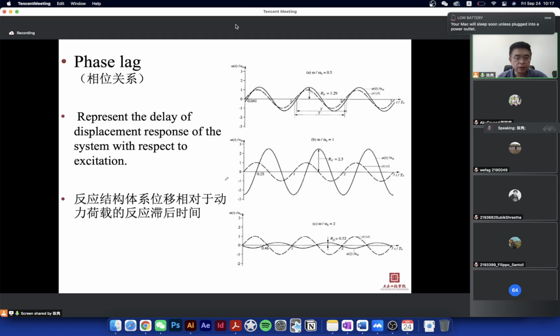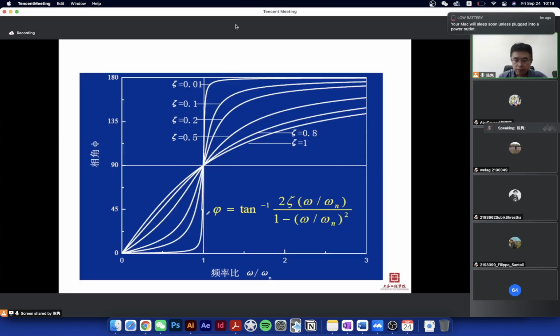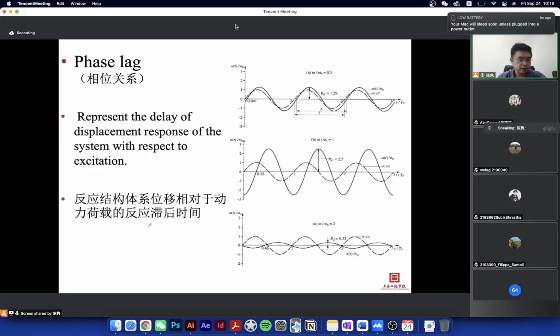And then we can discuss the phase angle. Just now we discussed RD. So now the phase angle, or phase lag. When I was a student, I was confused by the idea of phase lag. What's the meaning of phase lag? Why is there a so-called phase lag here? I could understand RD when I was a student, because it's a factor, so we know the effect of the factor. But what's the meaning of the phase lag?